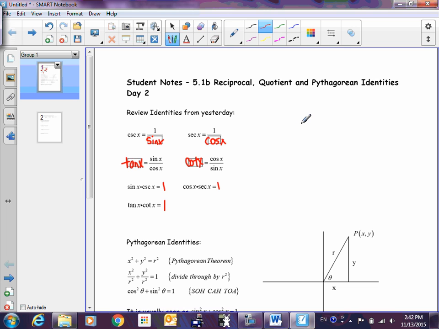Okay, so I want you up here in this space to go ahead and draw your hexagon again. I want you to get in the habit of drawing it. It doesn't have to be perfect. It's just there to kind of help you with some of these identities. I want you to write a big 1 in the middle there.